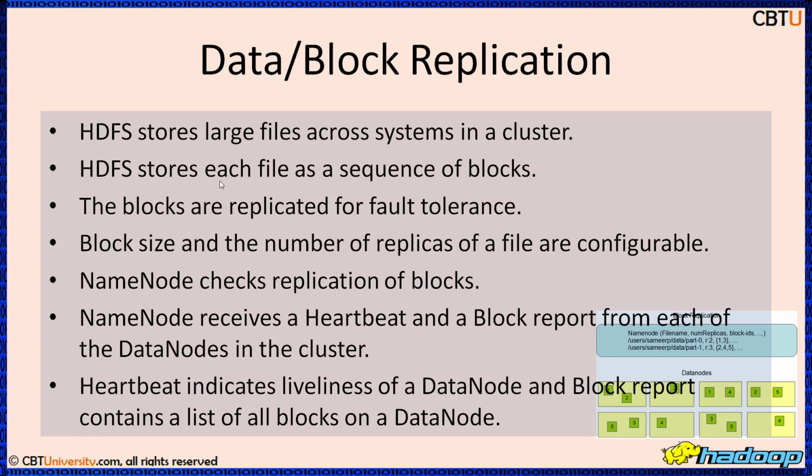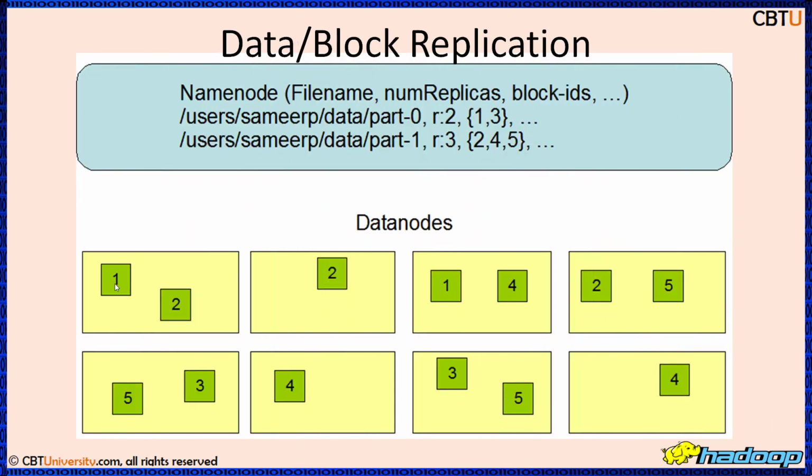The Namenode receives a heartbeat and block report from each of the Datanodes in the cluster. Heartbeat indicates liveliness of the Datanode, and the block report contains a list of all blocks on a Datanode. Replicas are made as per rack awareness for data reliability, availability, and network bandwidth utilization. This is block 1 and this is the replication of this one. This is block 4. These are the replications of block 4.